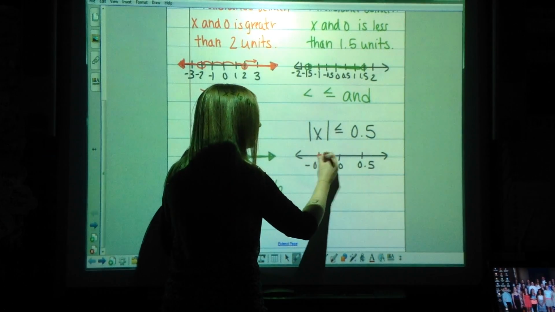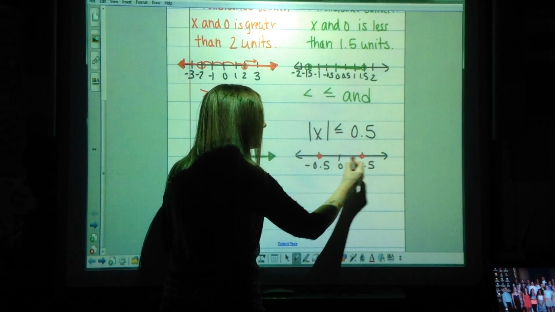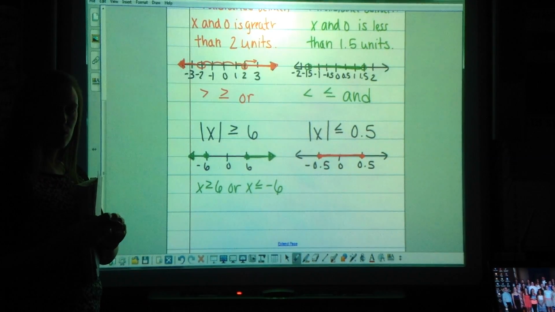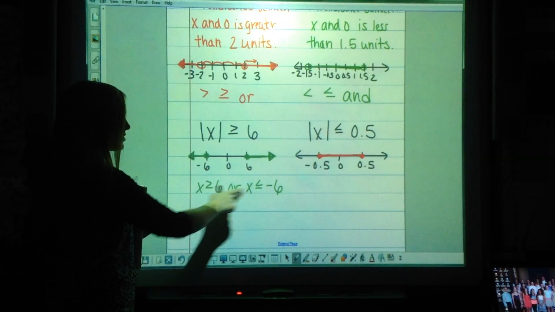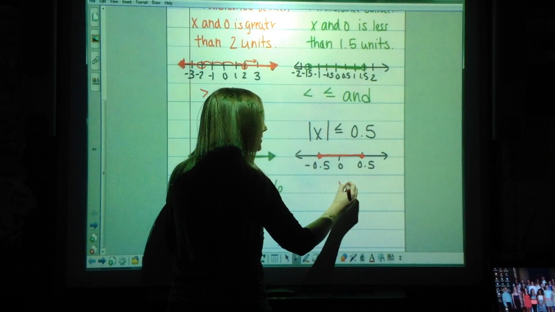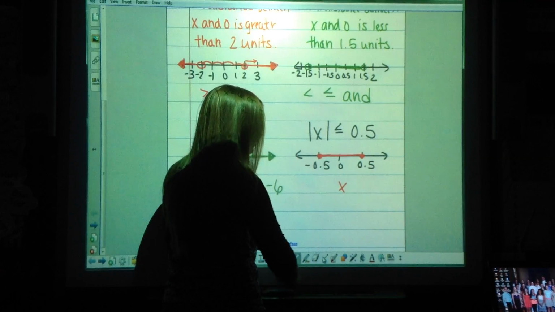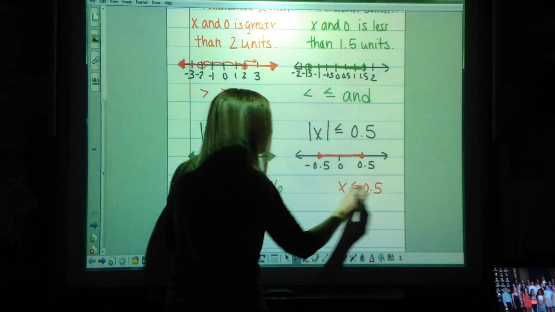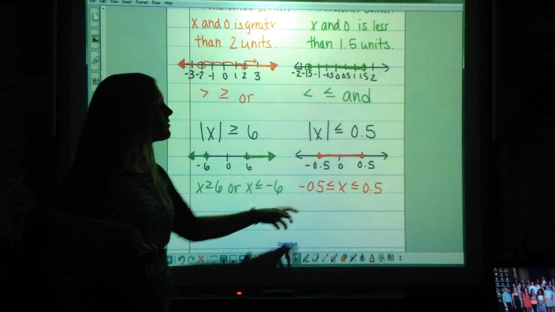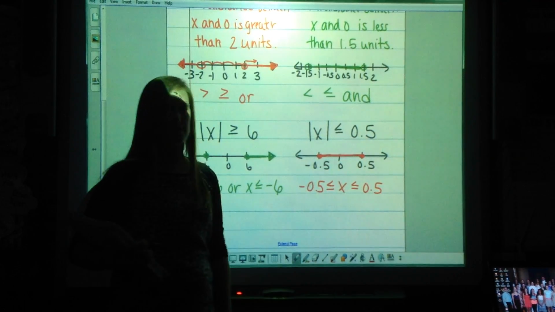So this distance is smaller than this. So it's going to be an and. Ands need to be combined into one inequality. You can't write simply two inequalities and write and in between it. X is greater than or equal to negative 0.5 and X is less than or equal to 0.5. You can also think of writing this inequality as this is my smallest number, this is my highest number, X is sandwiched in between.